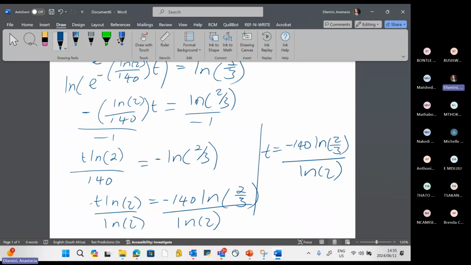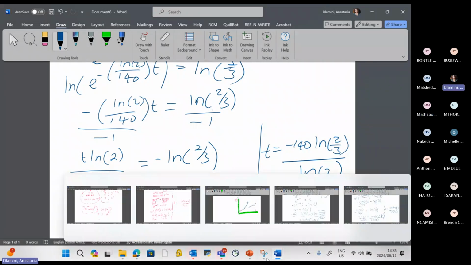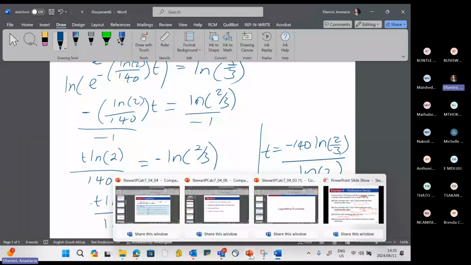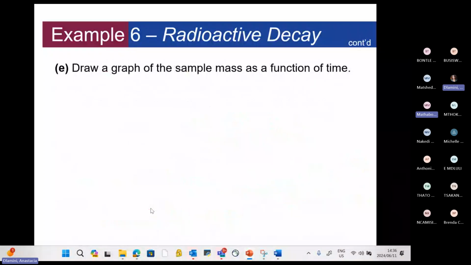Are we together, guys? Yes. Yes. So let's go back. Now the last one says how long. Okay, we've done that. So now they say draw the sample mass as a function of time t.